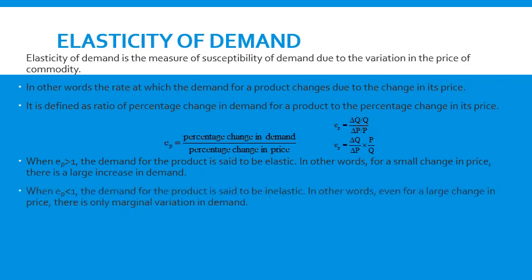The second condition is that EP is less than 1. The demand for a product is said to be inelastic. That means even if there is a large change in the price, the variation in demand is very, very less. See, for example, what I can tell you, the price of say clothes, or price of say furniture, or price of say footwear.